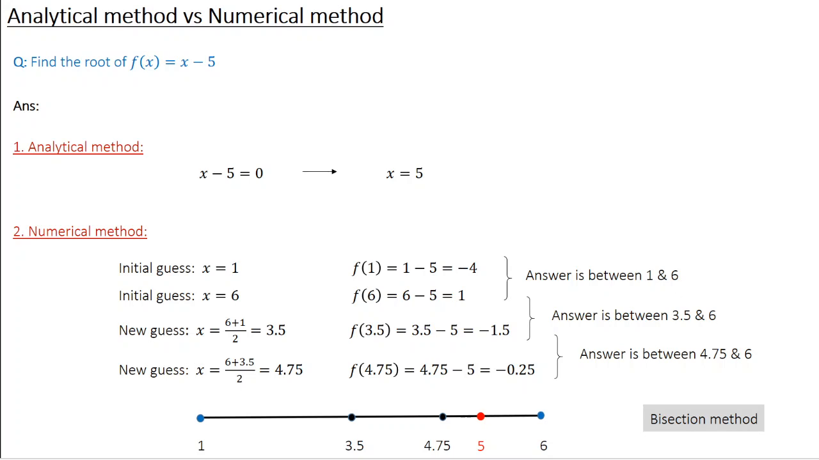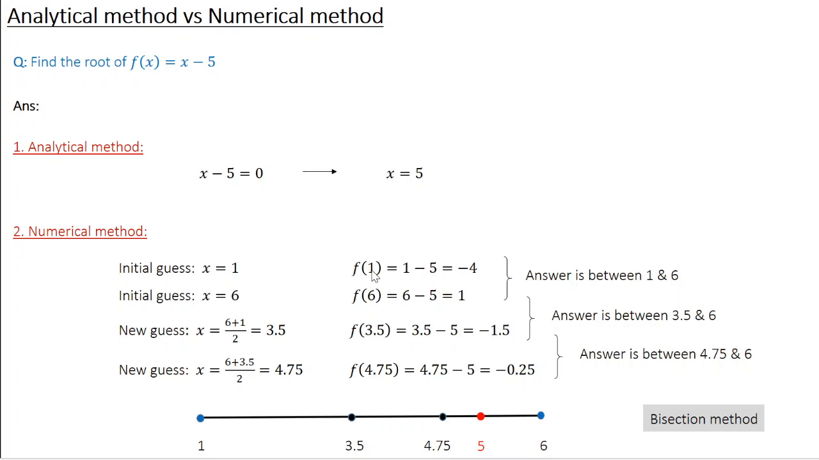Now, how do you arrive at the actual root? One of the methods is known as the bisection method. Here I am going to choose the midpoint of these two values, or I am going to bisect this range. So my new guess is going to be the average of these two, that is 1 plus 6 divided by 2, which is 3.5. Now let me check whether 3.5 is the actual root. So I find the value of f of 3.5, which is 3.5 minus 5, which is minus 1.5.